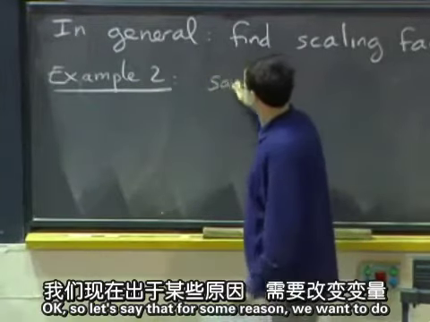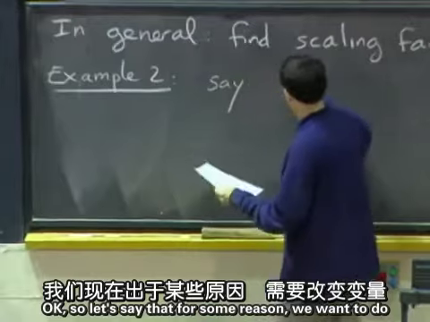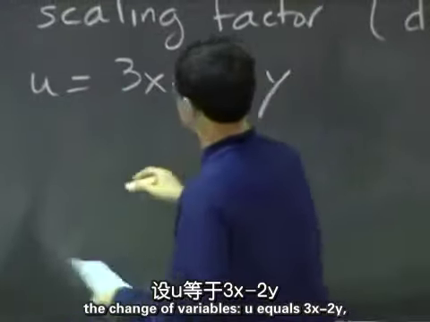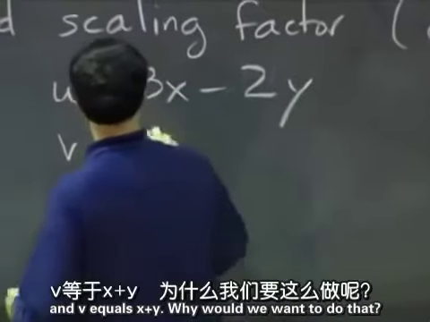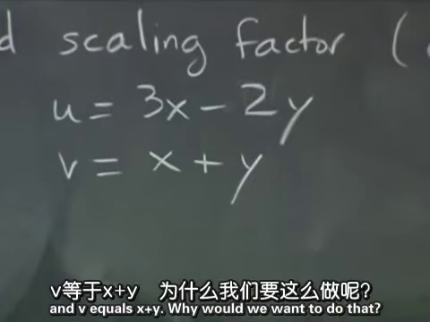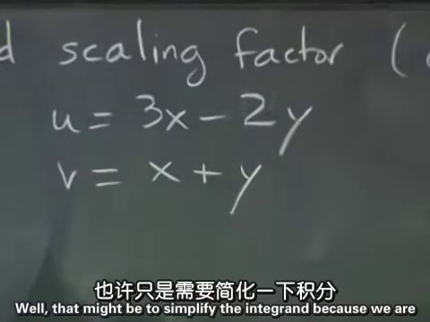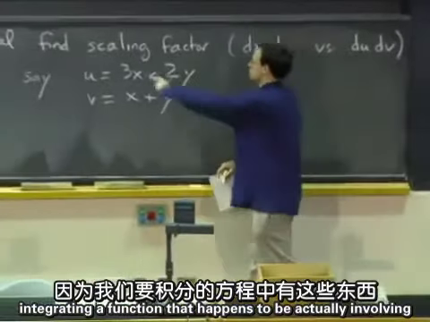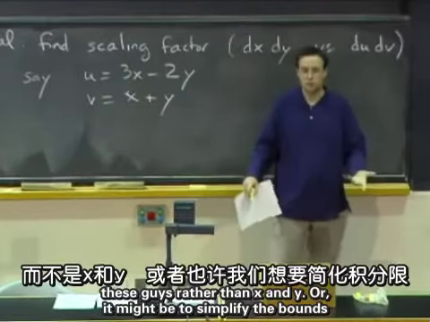Okay, so let's say that for some reason we want to do the change of variables, u equals 3x minus 2y and v equals x plus y. Why would we want to do that? Well, that might be to simplify the integrand, because we're integrating a function that happens to be actually involving these guys rather than x and y.